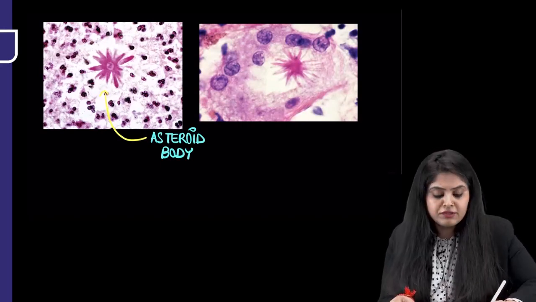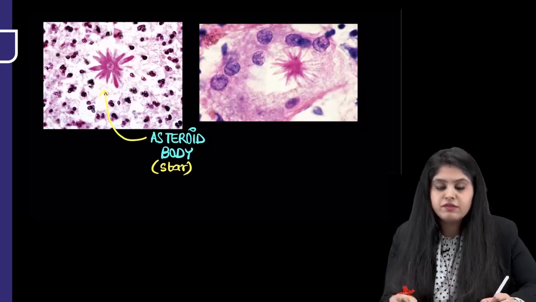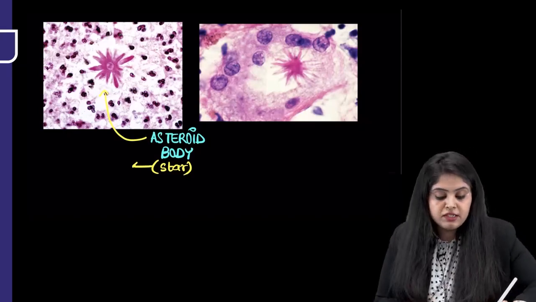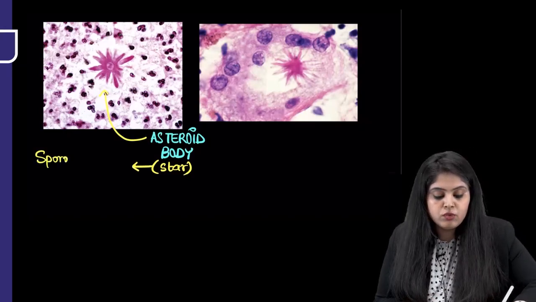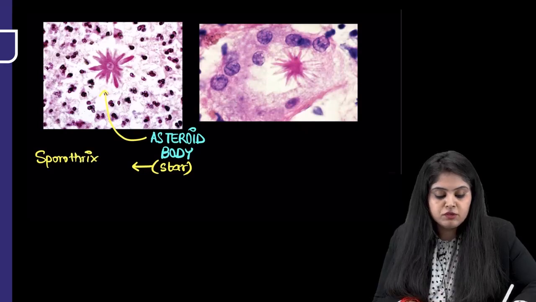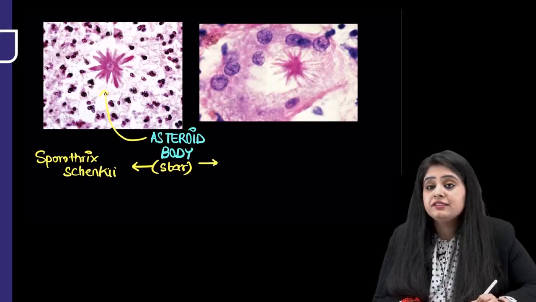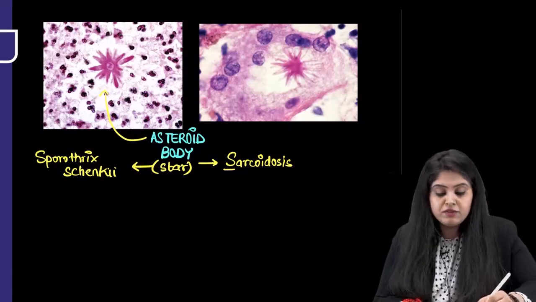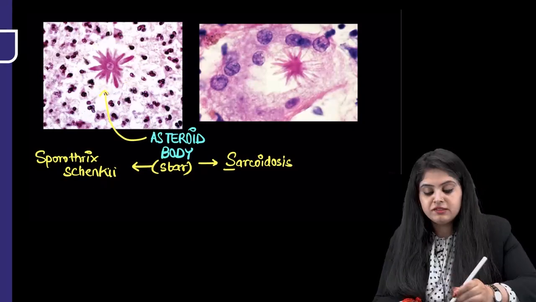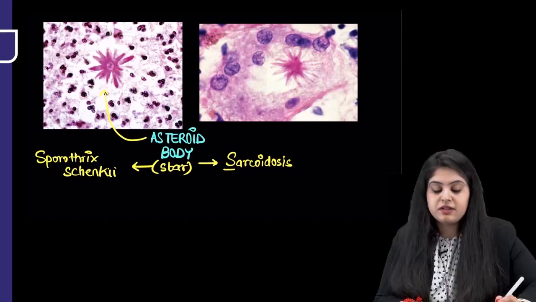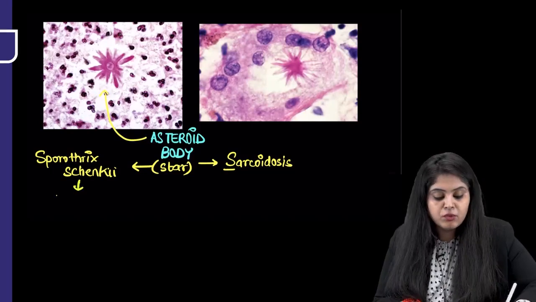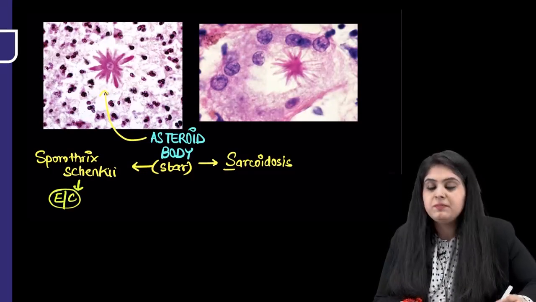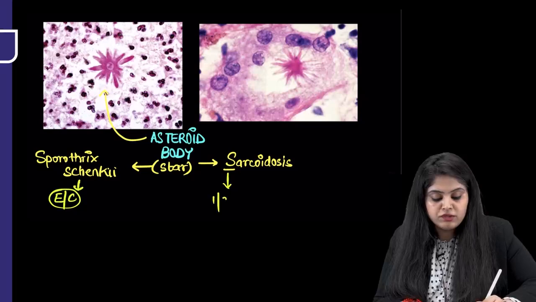Asteroid refers to a star. So stars are seen in two S's. The first one that I taught you over here was Sporothrix schenckii, number 1. And the second one is an S that you see in the lungs very commonly, and many other organs, called sarcoidosis. How do I differentiate? Because Sporothrix looks like a star and sarcoidosis also looks like a star. Please remember, the star in Sporothrix schenckii is extracellular and the star in sarcoidosis is intracellular.